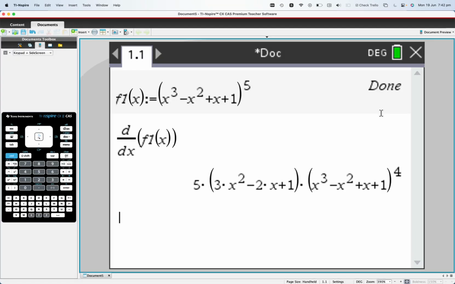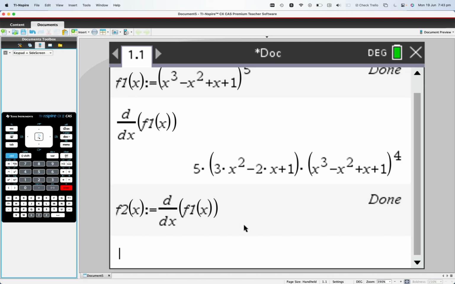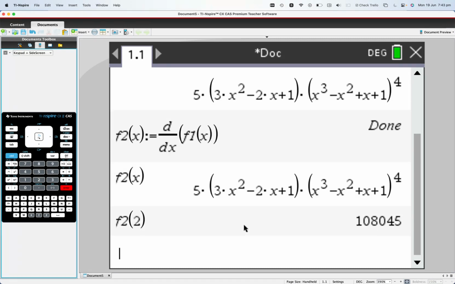So that's all good. Just a couple of little asides then. I could, if I wanted to, I'll use the long way so you can see it, control that button. f2 of x is defined as the derivative d by dx of f1 of x. Note the way it's notating that. d by dx of f1 of x. And now f2 of x is the gradient function of f1 of x. So if I call upon f2 of x, I get that same expression. And if I need to evaluate it, so if it was like find the gradient at x equals 2, I can go f2 of 2, like so, and it will give me the answer.